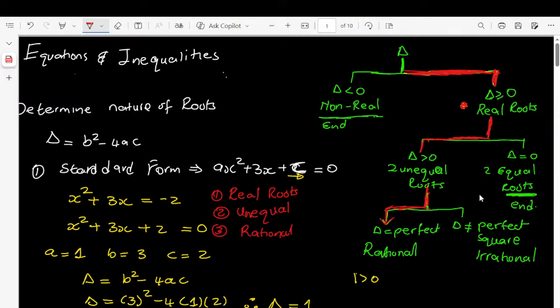Then you check: is 1 equal to 0? No, we move that side because it's greater than 0, then it's going to be unequal roots. Now you need to check: is 1 a perfect number, yes or no? If it's not, we move in that direction. Even on the exam, we have to comment on whether it's rational. Yes, you need to comment. The map makes sense.